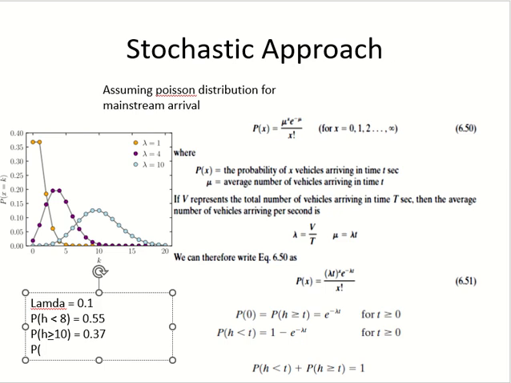So we have P of 8 less than headway less than 10, equals one minus how much? 0.08. 8% chance. If you record 100 values, there will be 8 values between this range. Clear? Okay. Any problem?